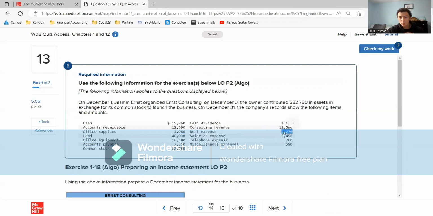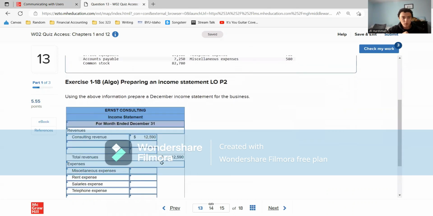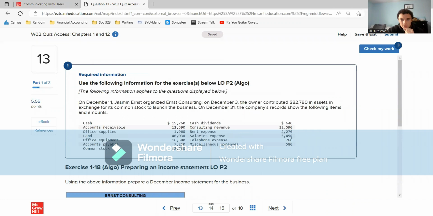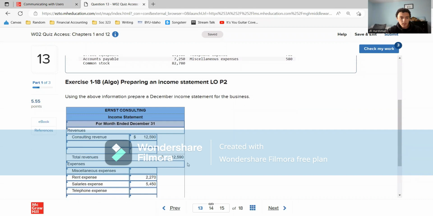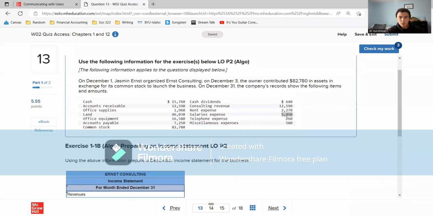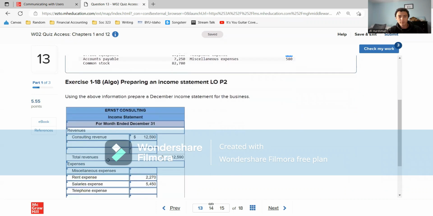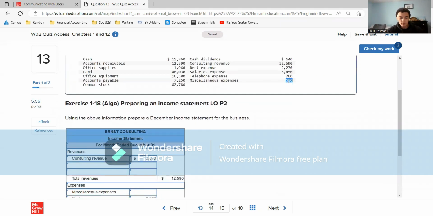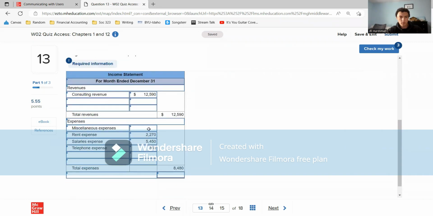All right. So then you just come up here and copy and paste all those expenses into the right ones. That was the rent expense, right? And then salary expense is this one. And then let's see, phone expense. There we go. And then miscellaneous. Boom.